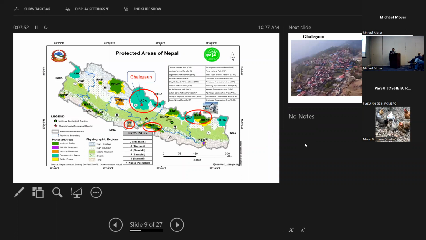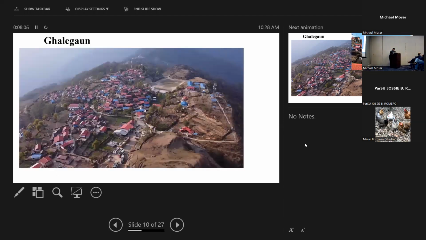This Ghaleguan is located in Annapurna Conservation Area, which is also in big tourism concentrated areas. This is the photo of Ghaleguan.